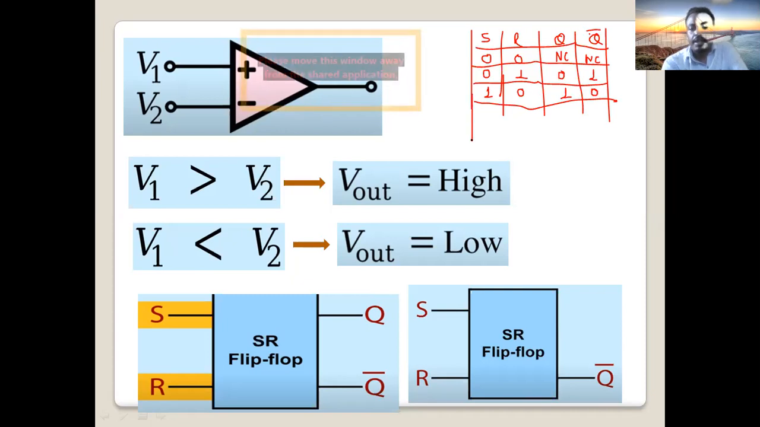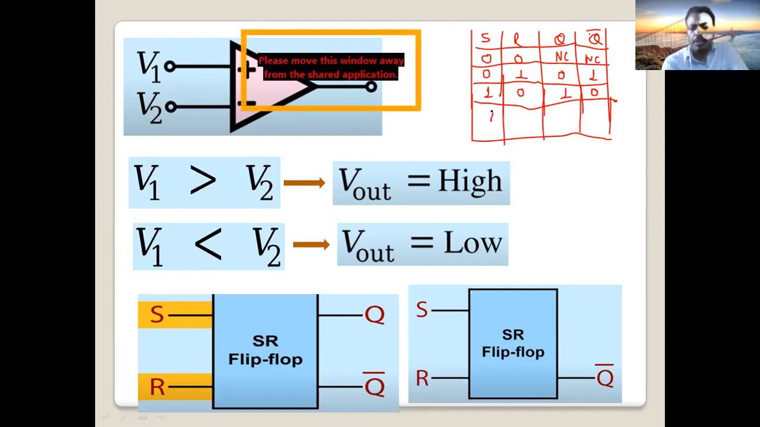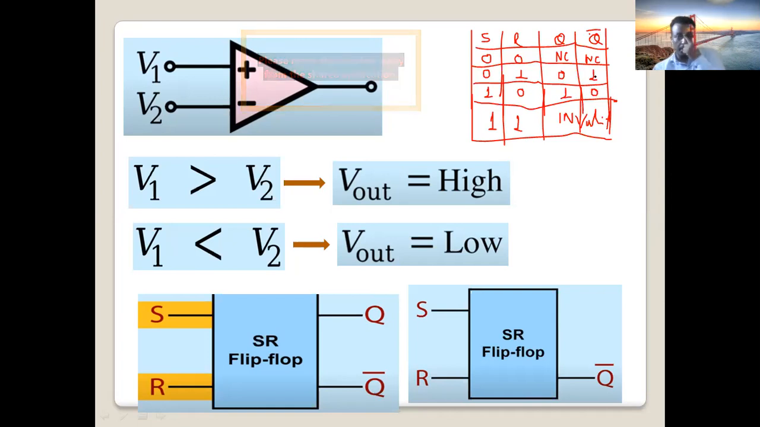Okay, finally, this is our truth table for SR flip-flop. What will happen if both set and reset are 1? In this case, it will be invalid condition. Okay, so this is how the SR flip-flop works.